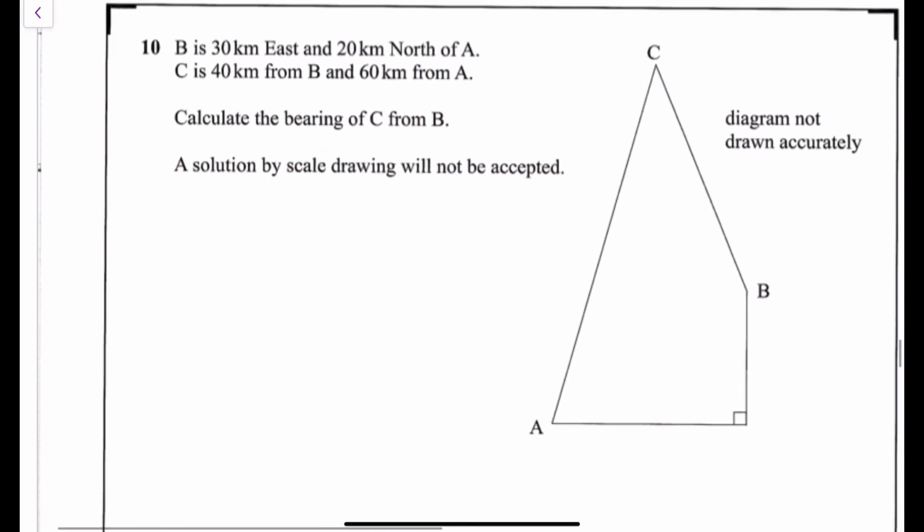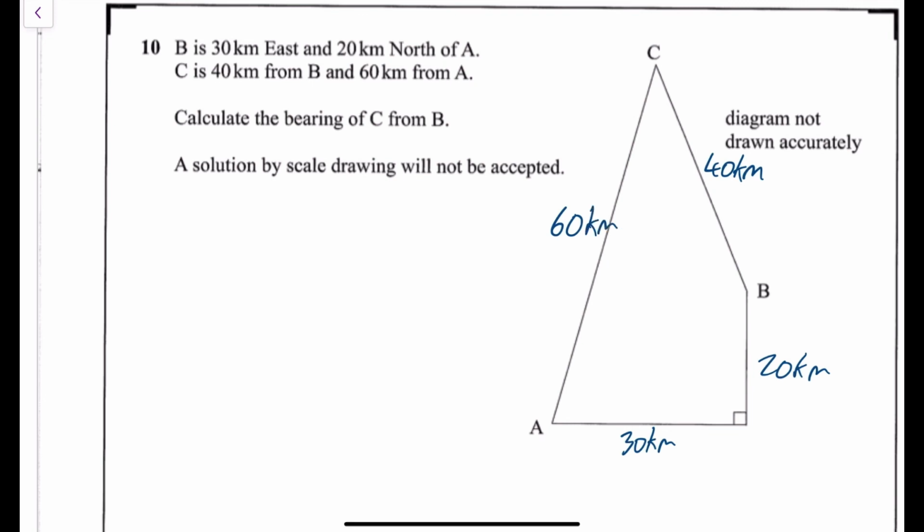Okay, question 10 is a fairly tricky question. One of the harder ones on the paper. It said B is 30 kilometers east and 20 kilometers north of A. So it's 30 kilometers east and 20 kilometers north. And C is 40 kilometers from B, so that's 40 here. And then C is also 60 kilometers from A. Yep, and there we are.